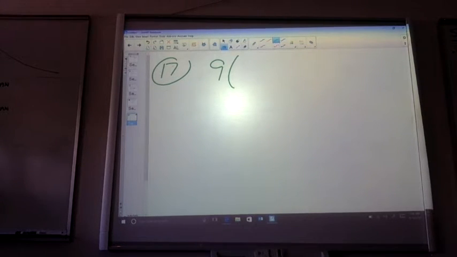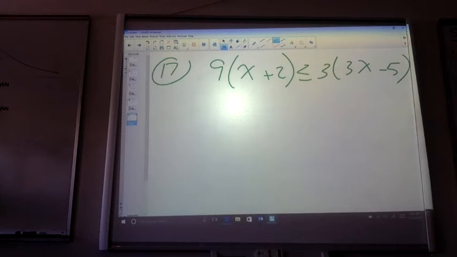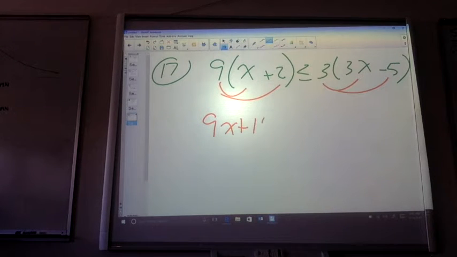I'm going to change p to x just so it doesn't look like a 9. Is that all right? So I changed the p's to x's. Is that okay? Yeah. All right. So I'm going to distribute over here and here and here and here. So that's 9x plus 18. That's still going to be less than or equal to 9x minus 15.